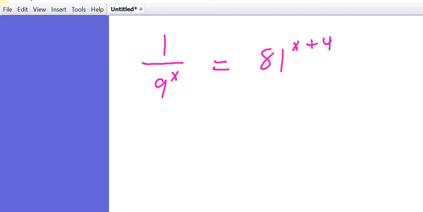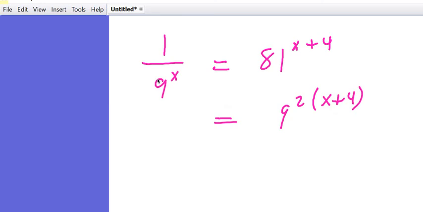Because you can convert 81 to a base of 9. So what is 81 to a base of 9? 9 squared. So you've got 9 squared, and then multiply by x plus 4. And then over here on the left, you need to convert that 1 over 9 to the x to be what?